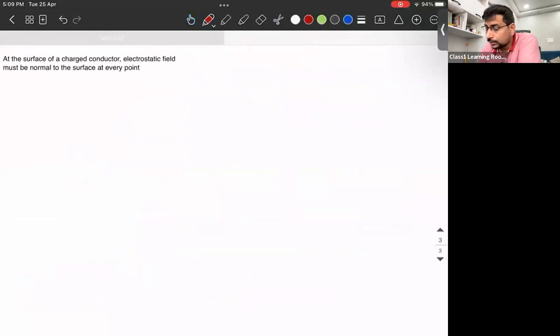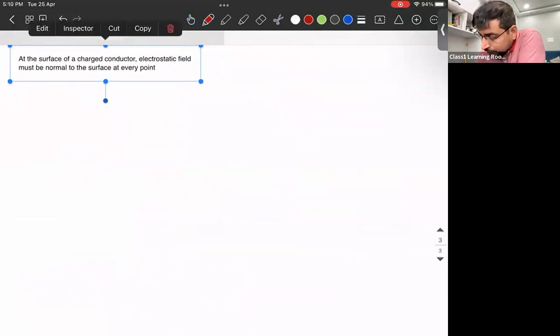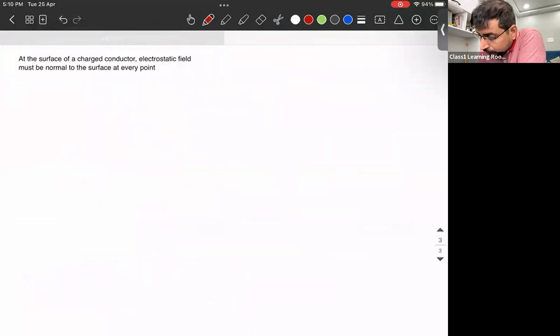And the second point is at the surface of the charged conductor, right? At the surface of a charged conductor, the electrostatic field must be normal to the surface at every point. This is another property that a conductor exhibits.